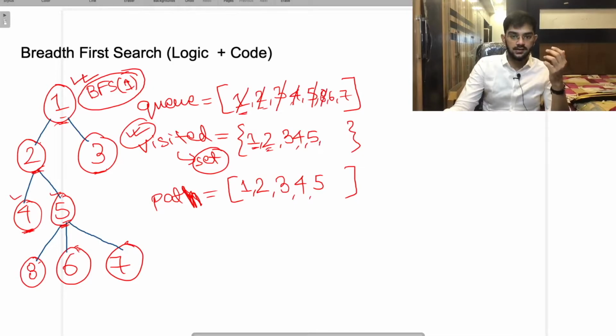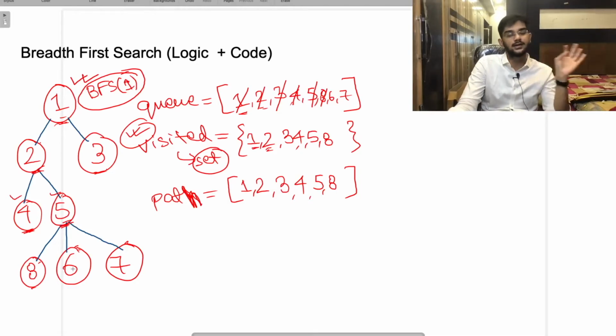I'll cross mark it, put it into the visited and add it to the path. I'll explore 8 because I cross marked it. From 8, where can I go? I can go to 5, right? From 8, I can only go to 5 and there are no other neighbor nodes. Well, can I really go to 5? No, 5 is already in the visited set. So I cannot go to 5.